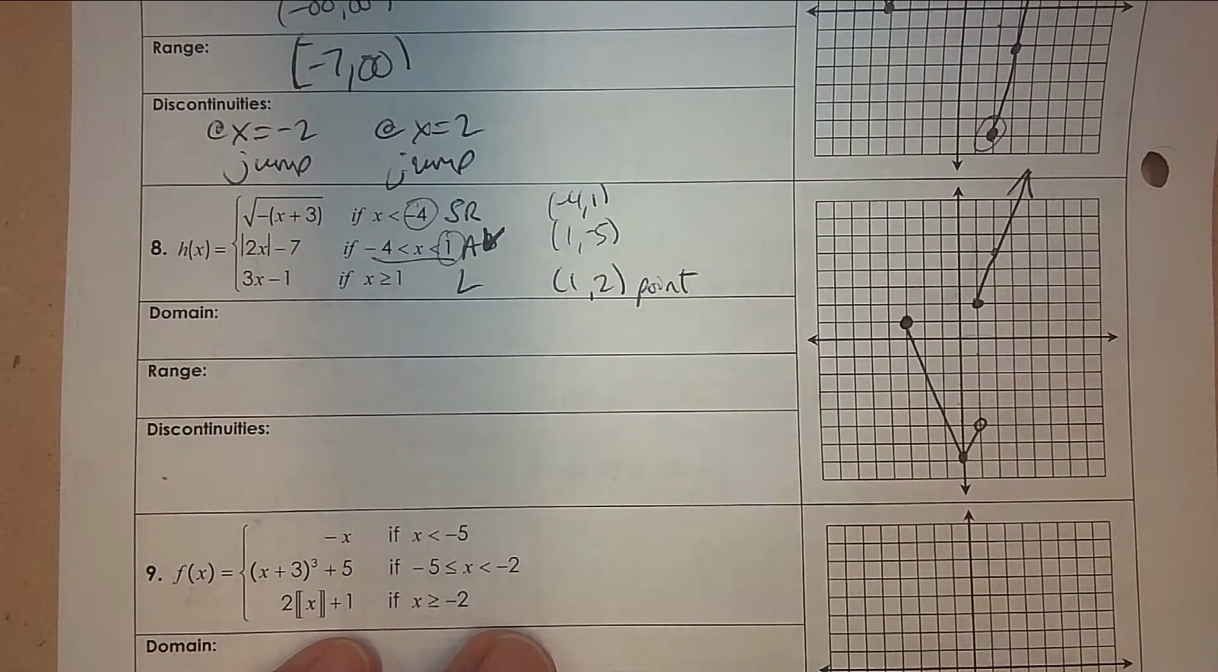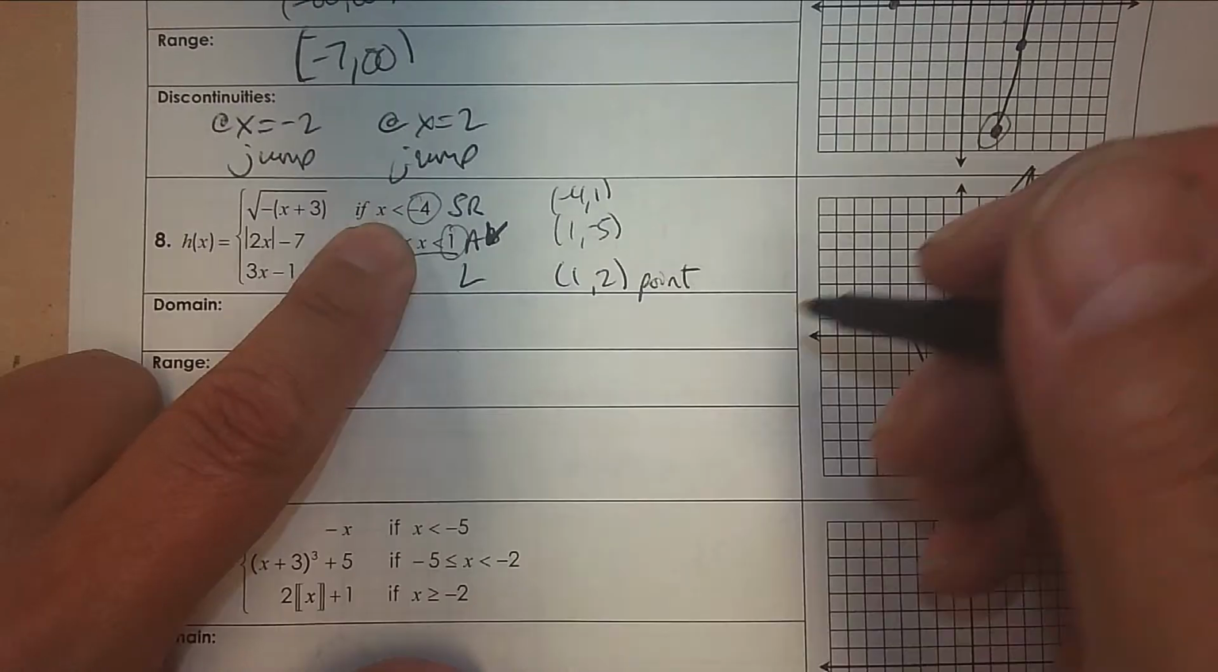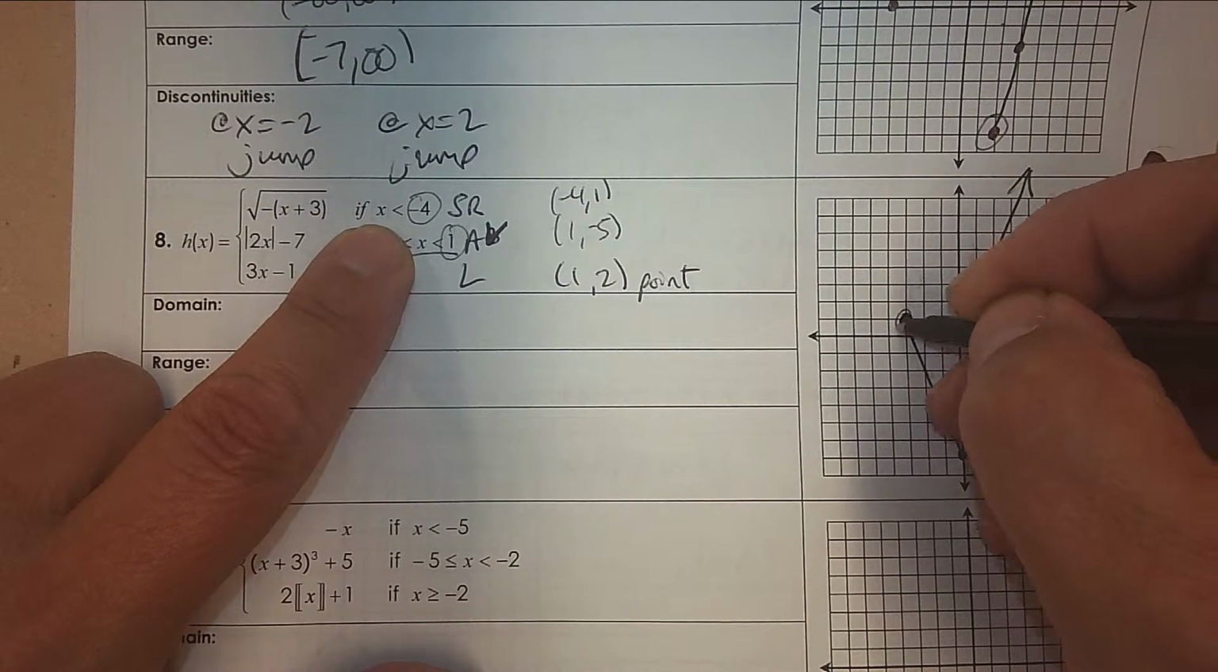Oh, it's a hole there too. I thought there's a line underneath that arrow. So that's a hole too. I'll just make it bigger. There's a hole.